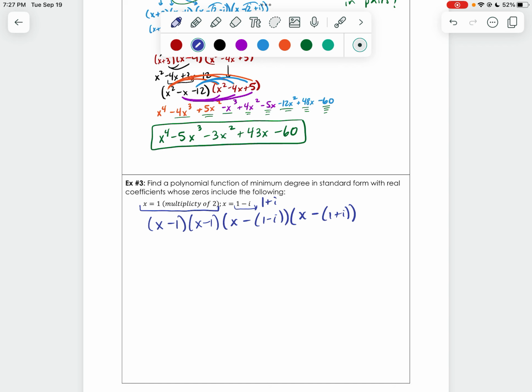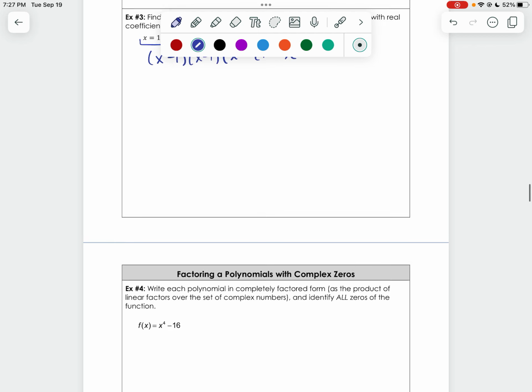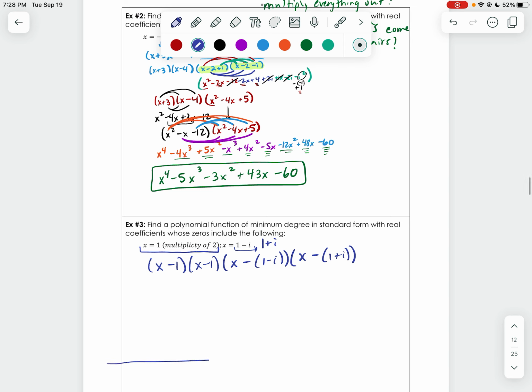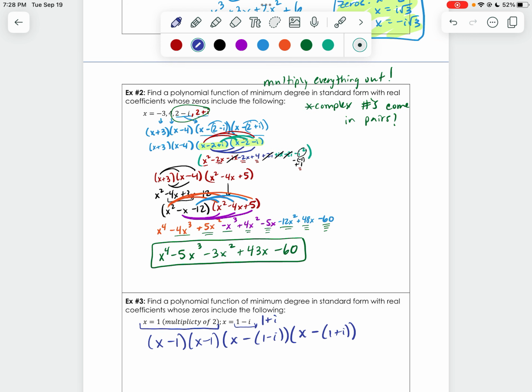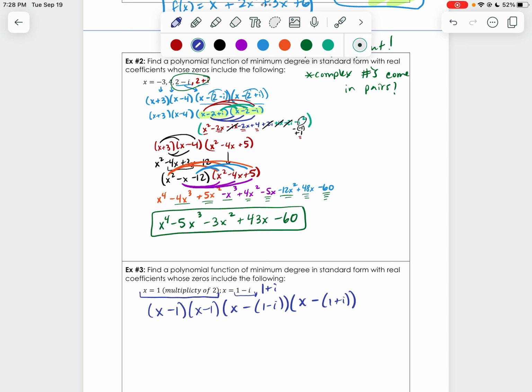Okay, so those are the big things. The next part is factoring with complex zeros, so actually doing the factoring part. We're going to do that in the next lesson. So I'm going to stop here, and then you have a lesson check that you can do for this lesson. Let me know if you have any questions tomorrow, but you have the practice on this now. Okay? Thank you.